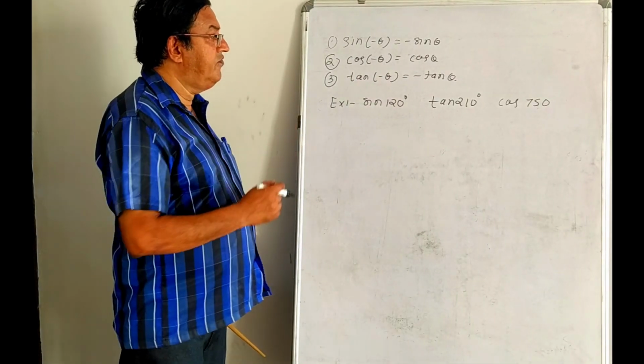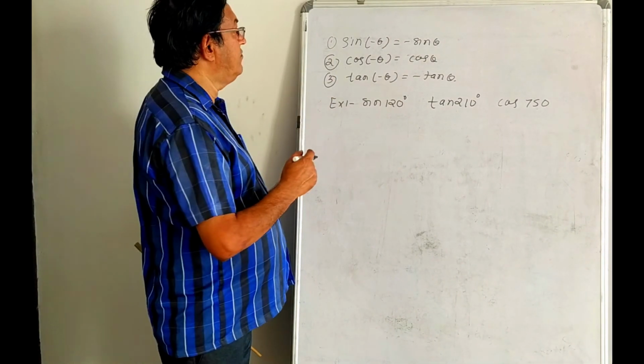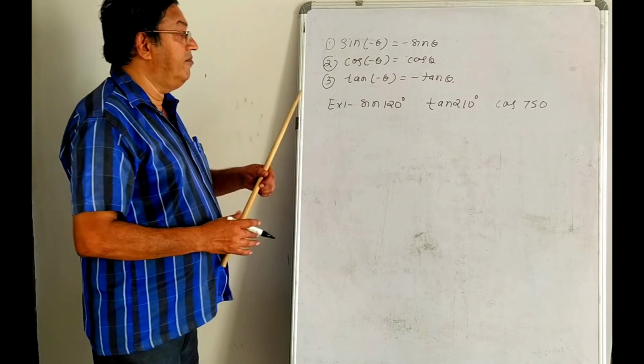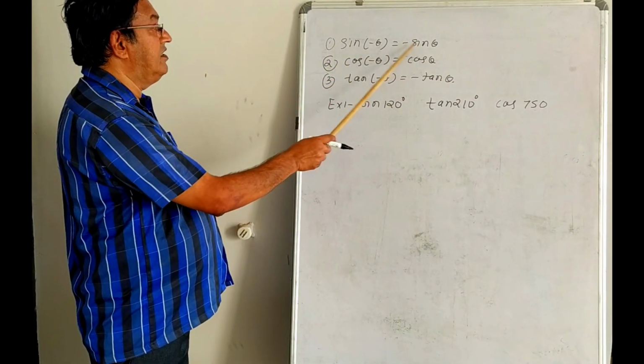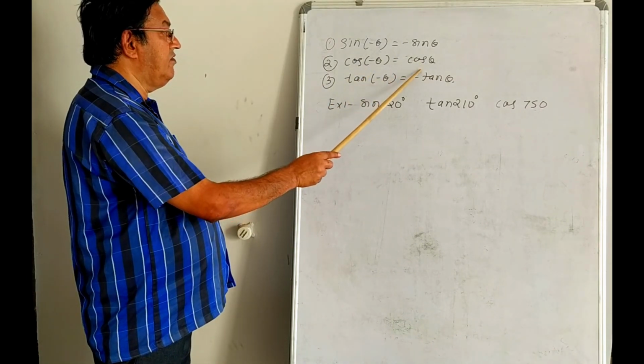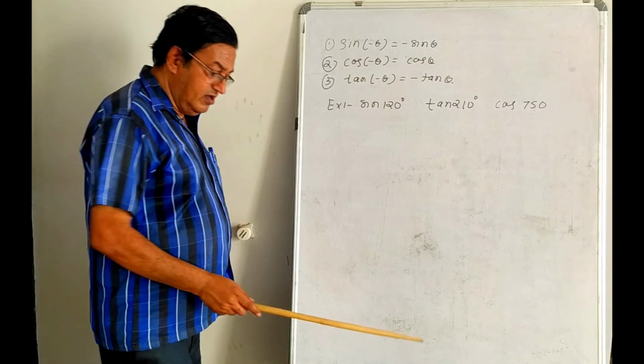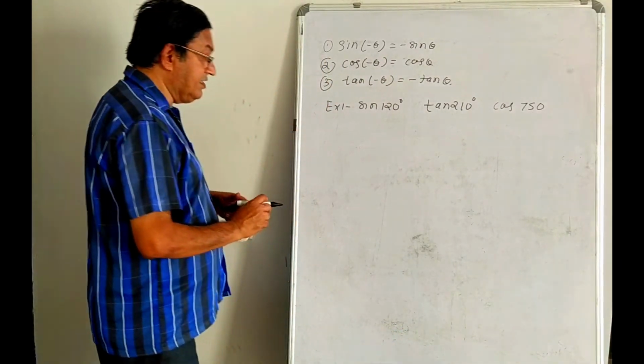Before the examples, I want to give you some more important results. First one is sine of minus theta. Sine of minus theta is minus sine theta. Cos of minus theta is plus cos theta. And tan of minus theta is minus tan theta. Now here I have written a few examples.